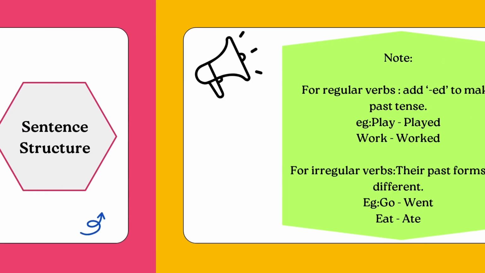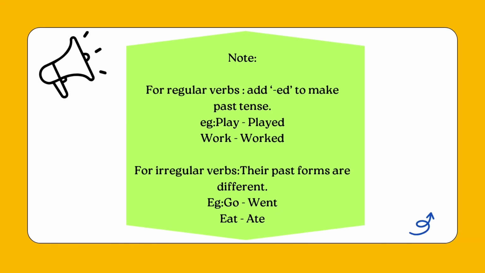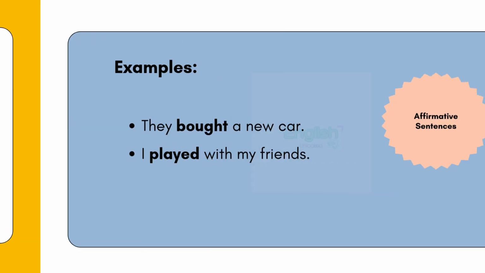One more thing: there are two different types of verbs, regular and irregular. For regular verbs, we just need to add "ed" to make the past tense. For instance, play becomes played, work becomes worked. But be careful with the irregular verbs, because here the past forms are different. For example, go becomes went, eat becomes ate. So there is no shortcut here. You have to memorize these irregular verbs.